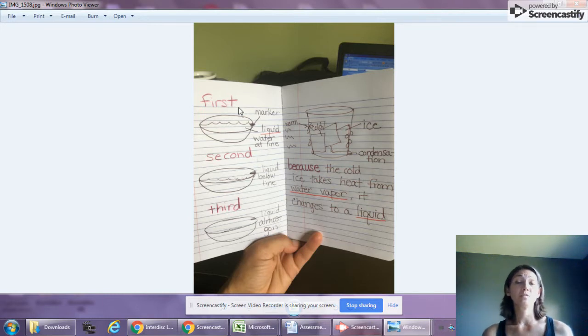So we have to make sure they're in the right order. First means it's first. So first we set this bowl out, and then second we're going to look at it tomorrow, and then third we're going to look at it on Thursday. And when we do that, we're going to add in some notes on the side and finish our pictures about where the water line is.